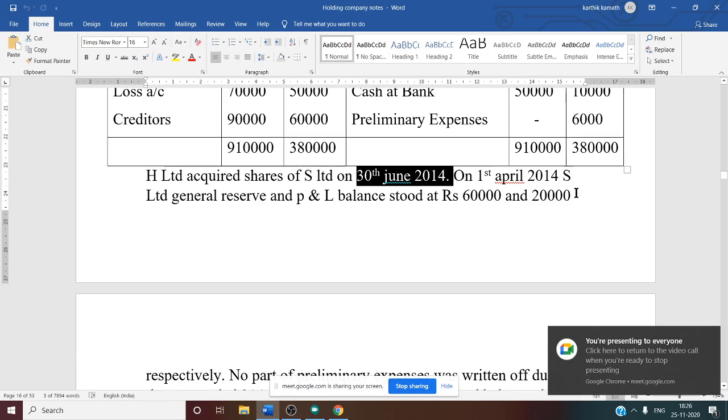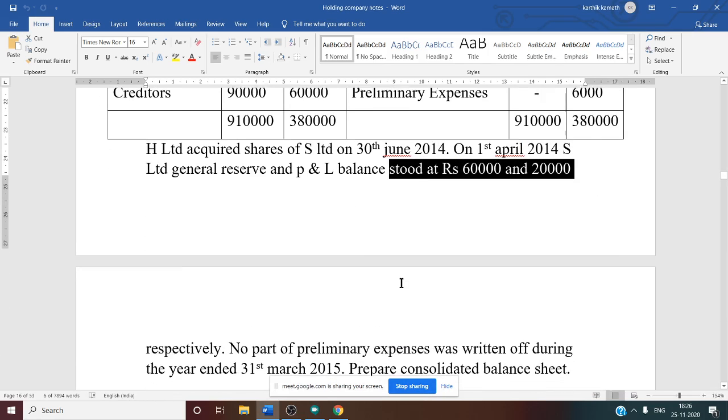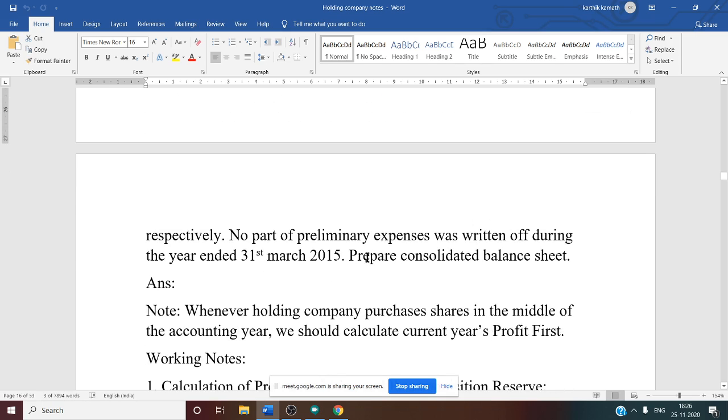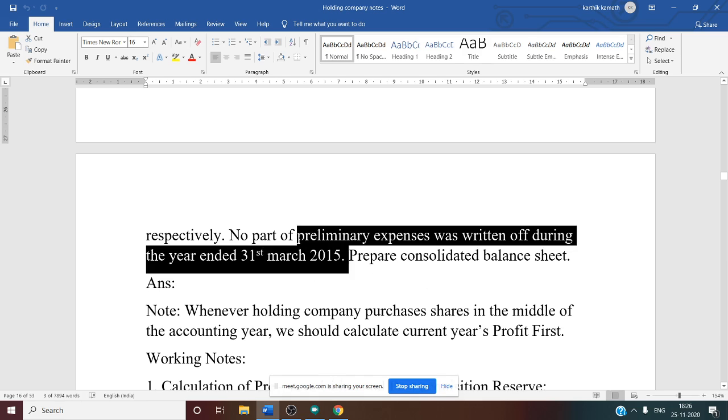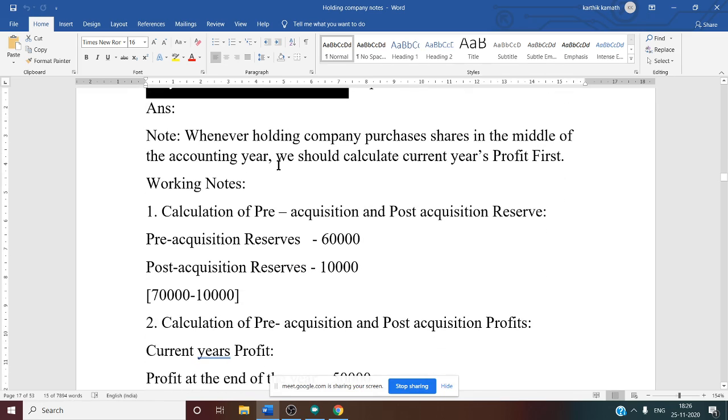And what about this one? S Limited's general reserve and P&L stood at 60 and 20 respectively, that means at the time of acquisition this balance was there. So you can treat this as pre-acquisition reserve and pre-acquisition profit. And no preliminary expenses were written off, means you have to distribute this amount among majority and minority. Even if this is not mentioned, you have to show. Yes. Now we will discuss the solution part.